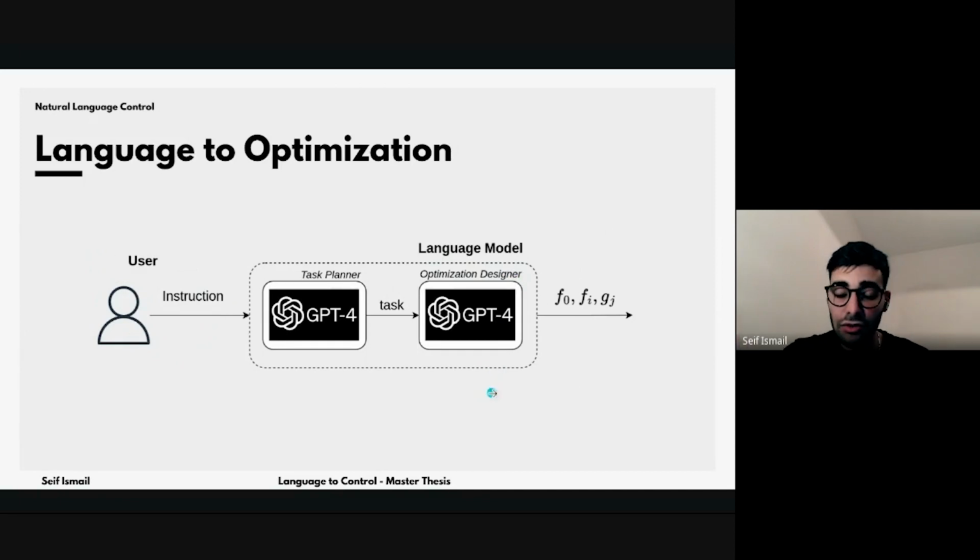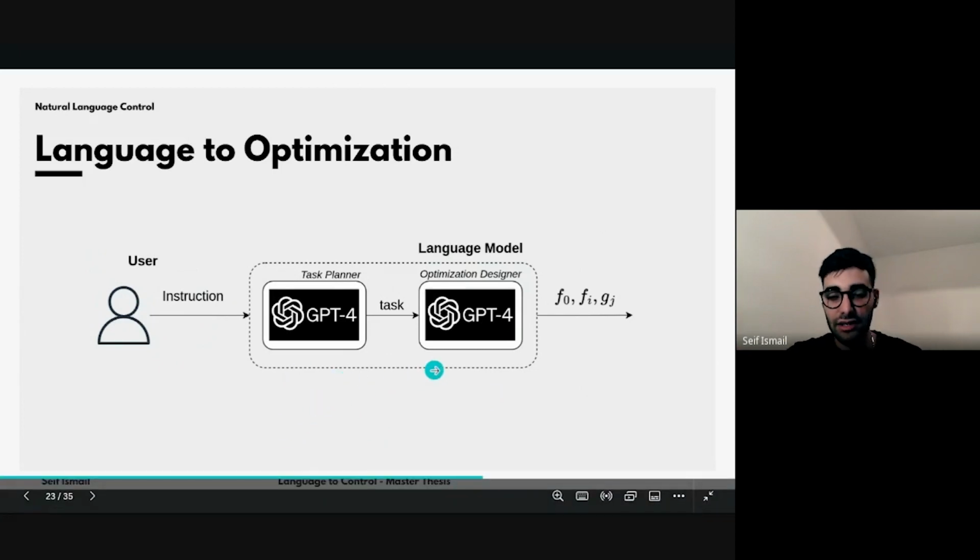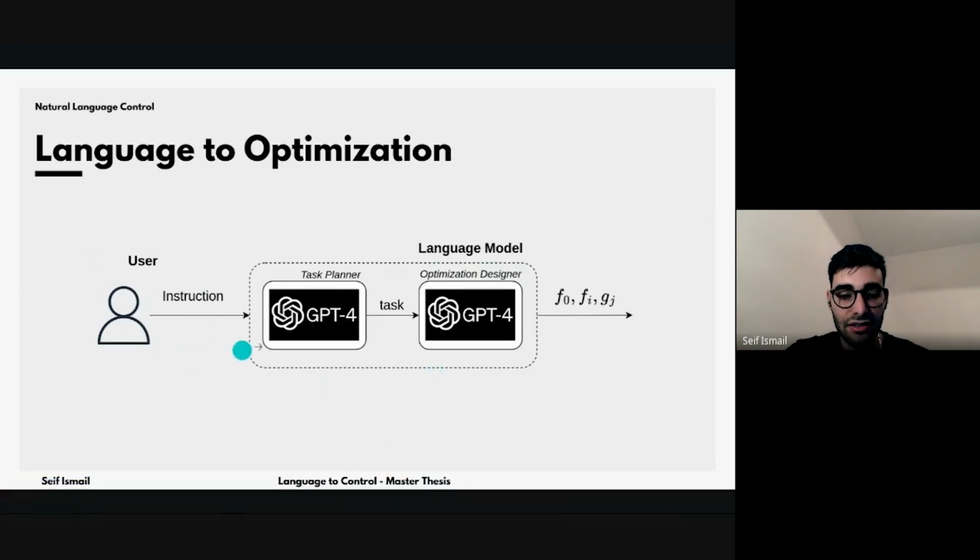So it's not enough to actually just have one LLM, because it's a very complex task. You have to understand what to do, and then you have to program an MPC controller, which usually is done by roboticists and people who have studied robotics. So I divide this piece into two parts, a task planner and an optimization designer. The task planner gets the instruction and formulates a set of tasks. And for each task, the optimization designer converts that into the objective function and the constraints of your MPC controller.